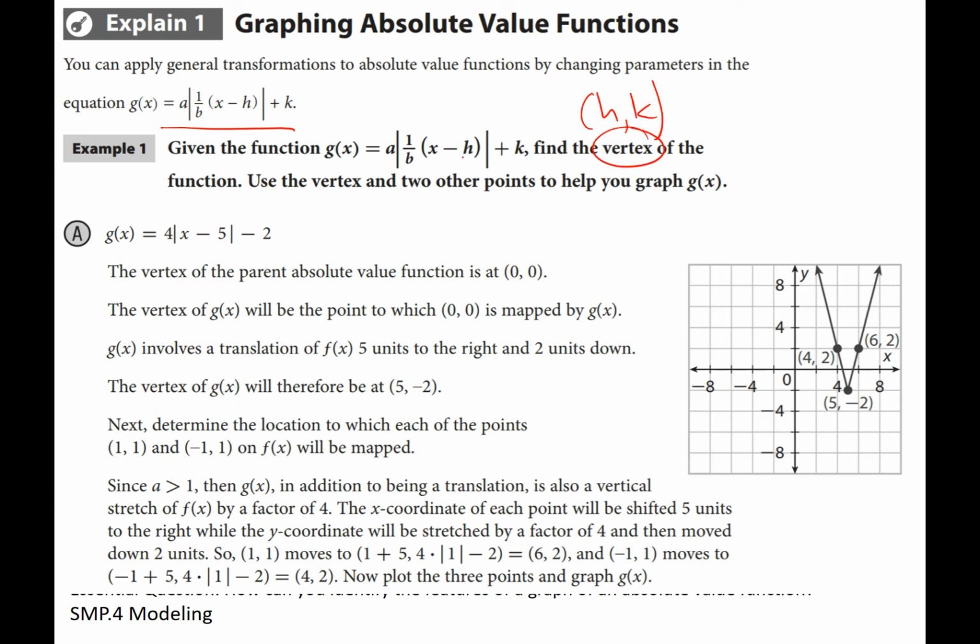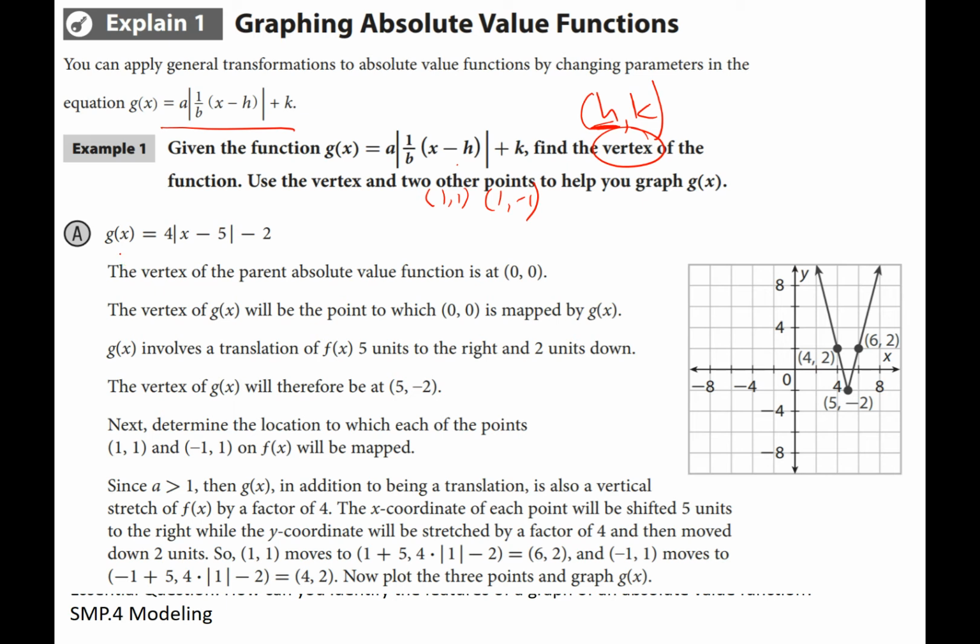And notice that's because the reason we change the sign is because that's a positive h here. When it goes in there, the function makes it negative. It's just part of the function equation. Use the vertex and 2 other points to help you graph. They're talking about these 2 other points. This was the point 1, 1 and 1, negative 1. Those were also our reference points on the parabola.